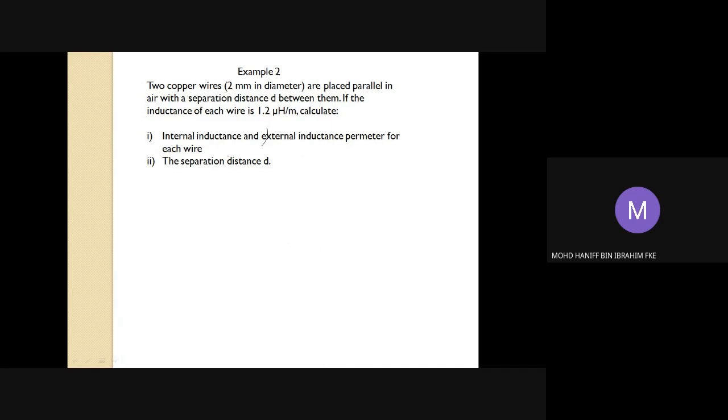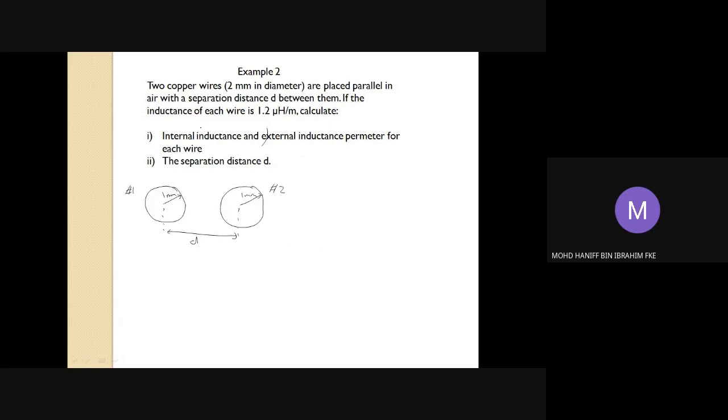Basically the problem is similar to what we have done earlier in example number 1, so we just need to re-sketch the diagram. For example number 2, we have the same first conductor there, then we have the second conductor here. The wires have diameters of 2 millimeters, so the radius will be 1 millimeter. Both have the same radius. This is 1 millimeter radius, and the separation between the two conductors is D. So that should be the separation of D between the conductors.